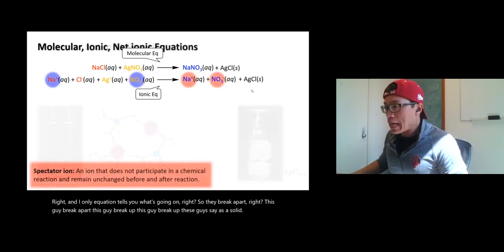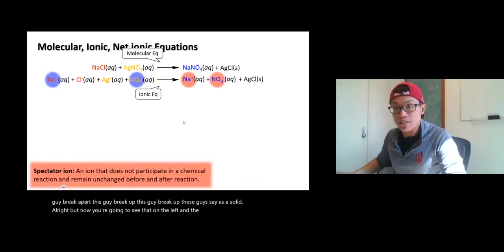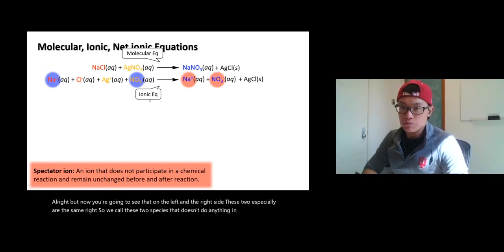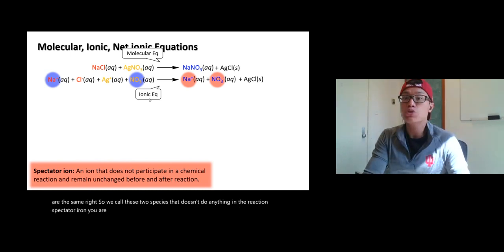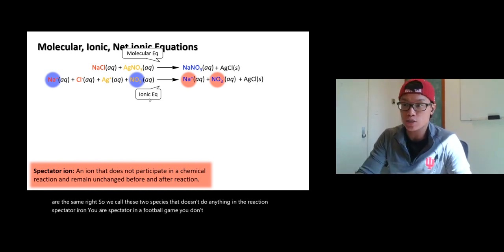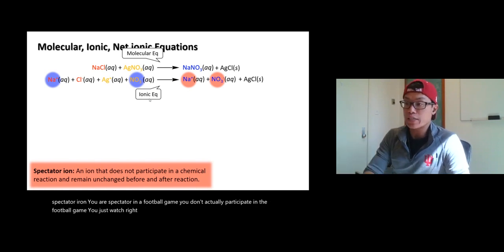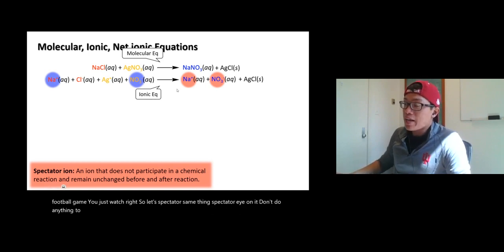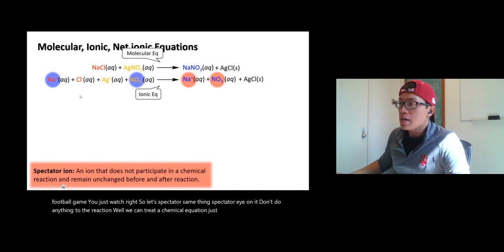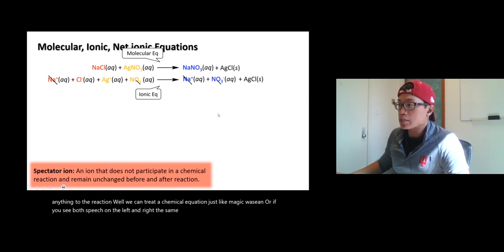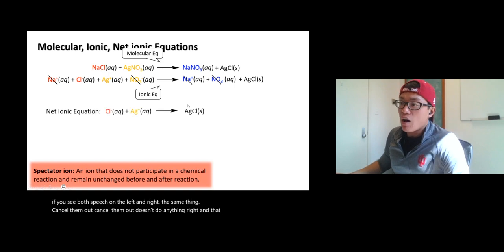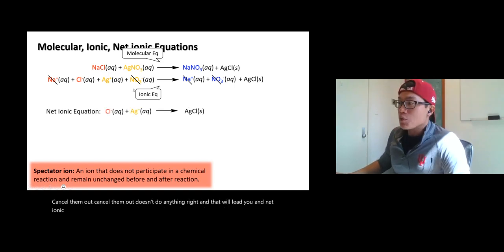Now you're going to see that on the left and right sides, these two species are the same. We call species that don't do anything in the reaction spectator ions. You are a spectator in a football game. You don't actually participate, you just watch. Same thing with spectator ions. They don't do anything to the reaction. We can treat a chemical equation just like a math equation. If you see the same species on the left and the right, you can cancel them out. That leads you to a net ionic equation.